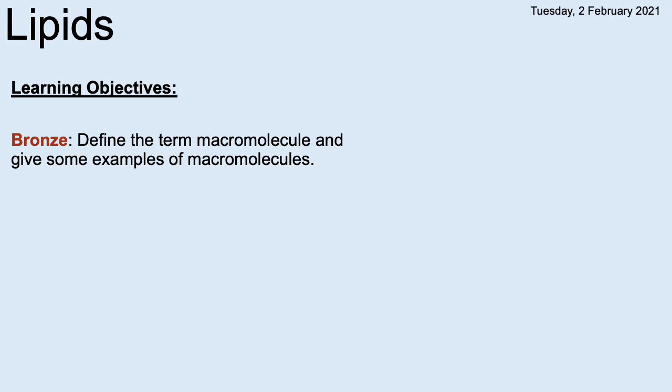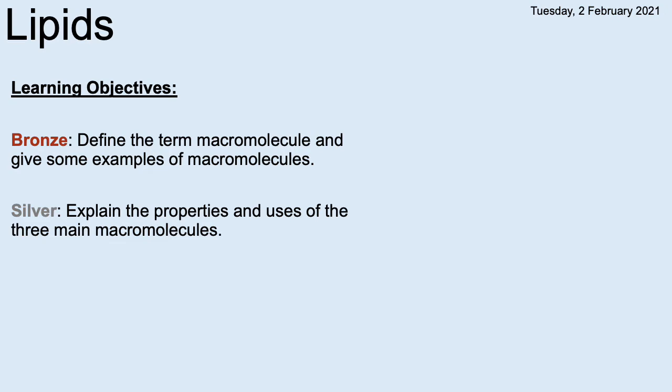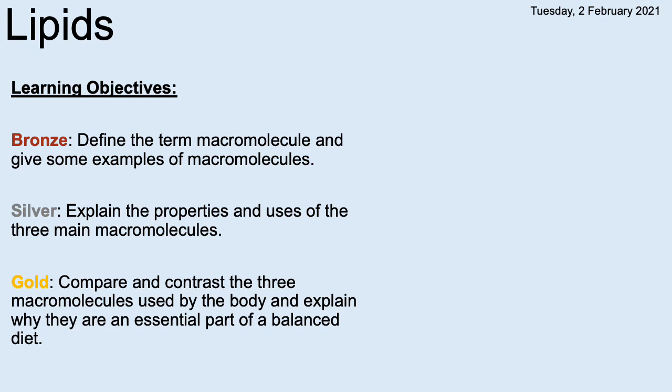So just to quickly go over them again, bronze is to define the term macromolecule and give some examples of macromolecules. The silver one is to explain the properties and uses of the three main macromolecules. And the gold one is to compare and contrast the three macromolecules used by the body and explain why they are an essential part of a balanced diet.